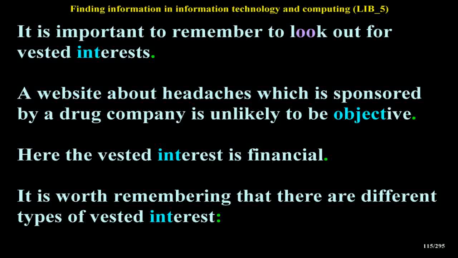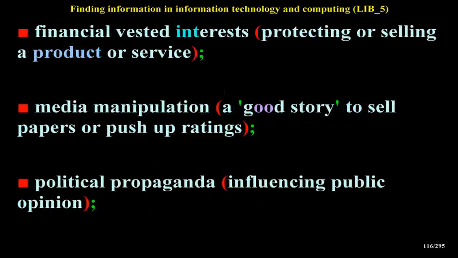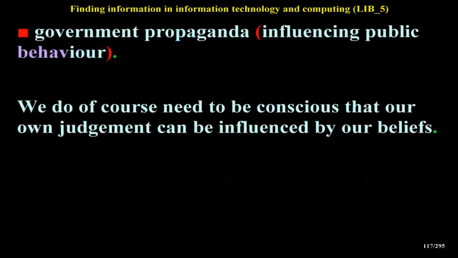It is important to remember to look out for vested interests. A website about headaches which is sponsored by a drug company is unlikely to be objective. Here the vested interest is financial. It is worth remembering that there are different types of vested interest. Financial vested interests: protecting or selling a product or service. Media manipulation: a good story to sell papers or push up ratings. Political propaganda: influencing public opinion. Government propaganda: influencing public behavior. We do of course need to be conscious that our own judgment can be influenced by our beliefs.